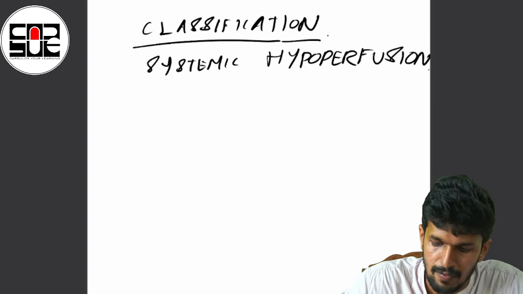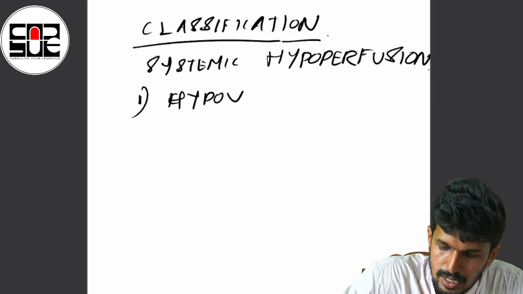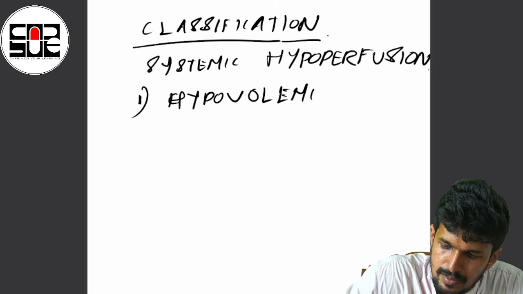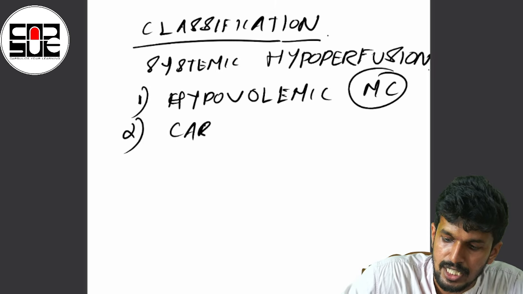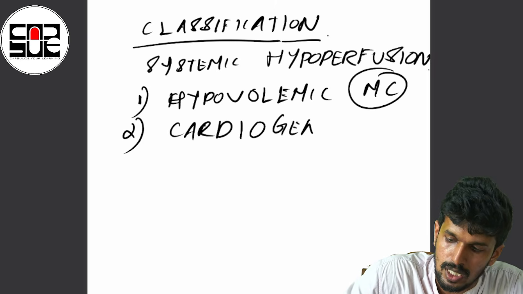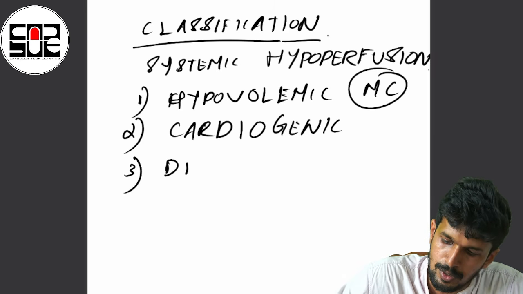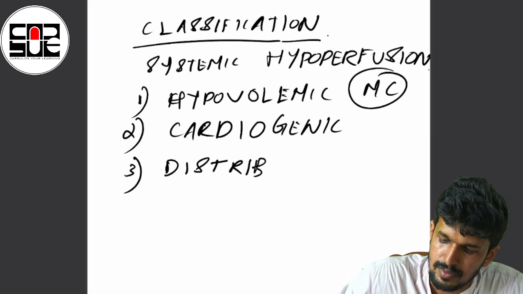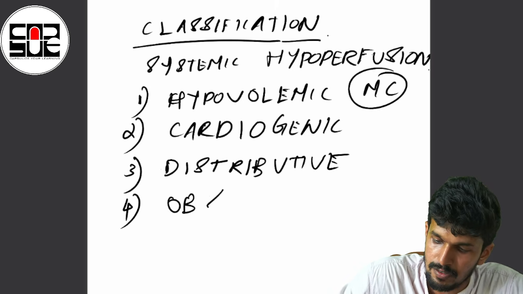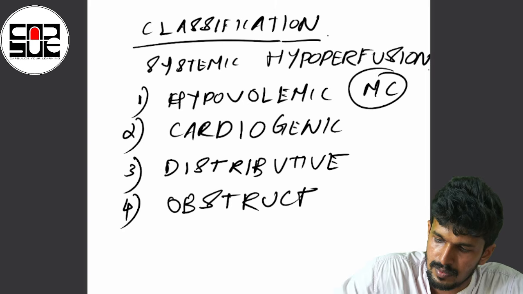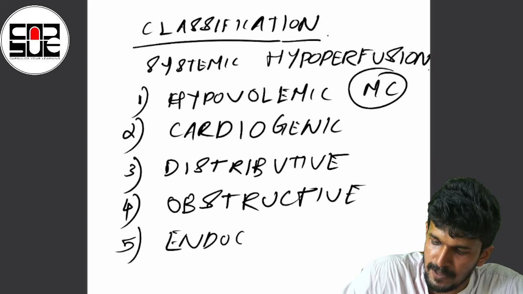As per the New Bailey, we are writing it into 5 types. The first one is hypovolemic shock, the most common type. Second, cardiogenic shock. Third one, distributive shock. Fourth, we have obstructive shock. Then fifth, this is the endocrine shock.